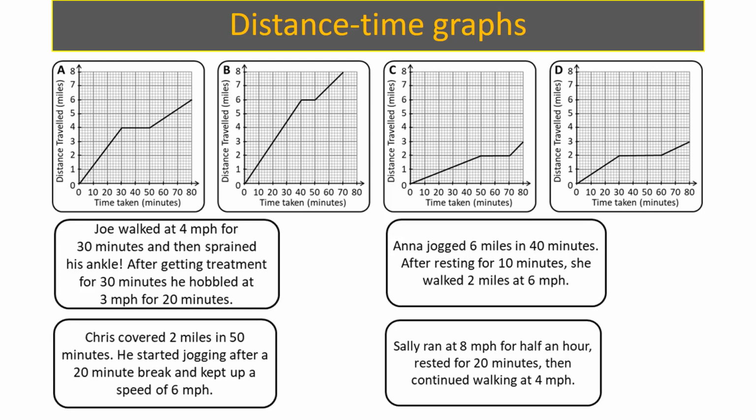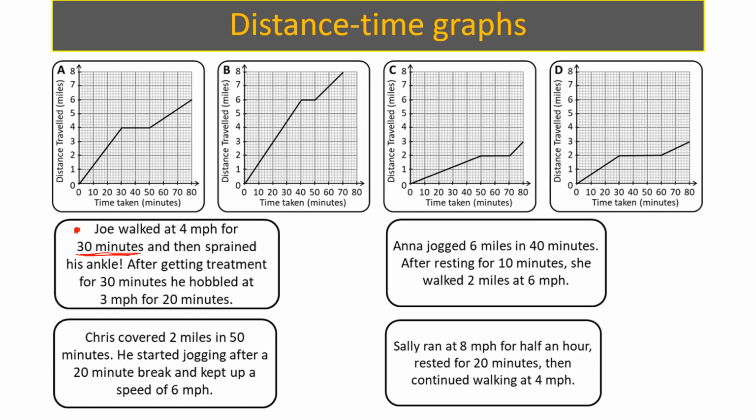Now we're going to try and match up some descriptions of journeys to the graphs. These ones are quite straightforward, but it's just to show you how you can take the information out of the text and then represent it on a graph. So I'm going to start off with this description here. So I have Joe walked at 4 miles per hour for 30 minutes, and then sprained his ankle. So I know that he walked for 30 minutes.